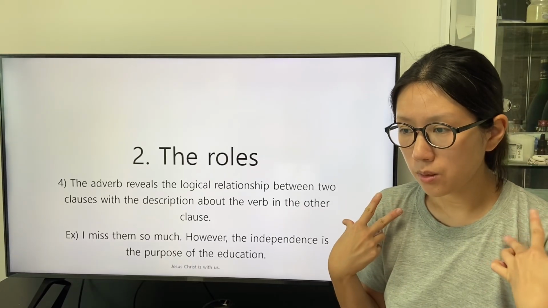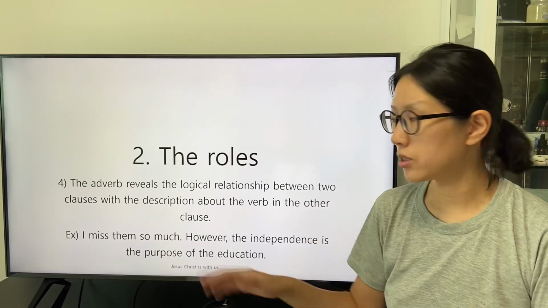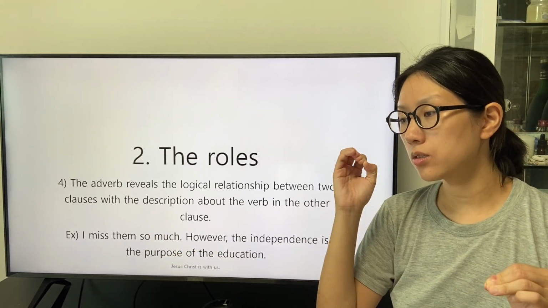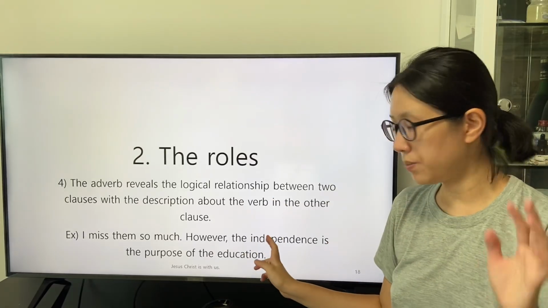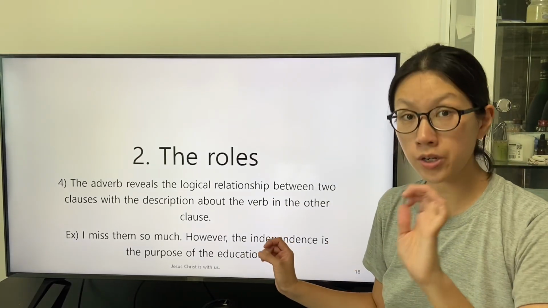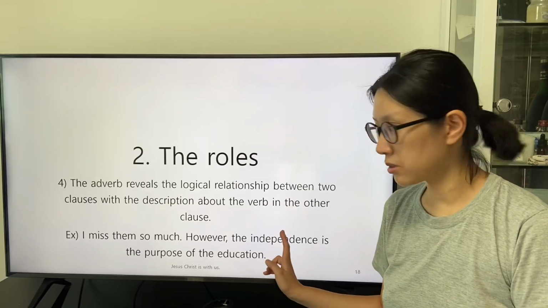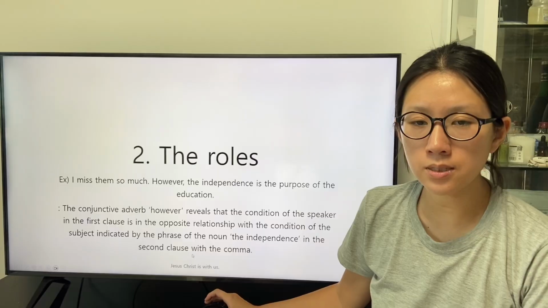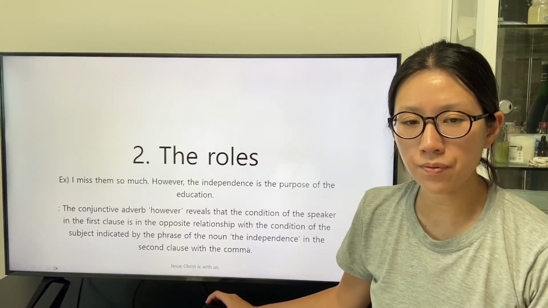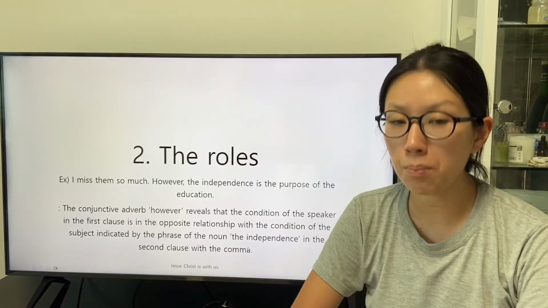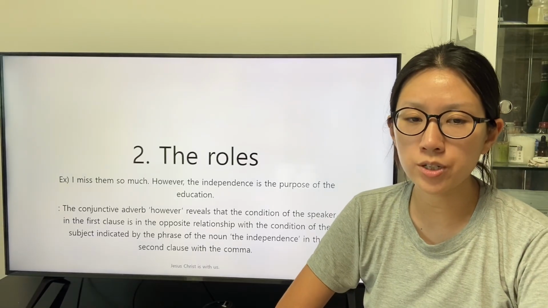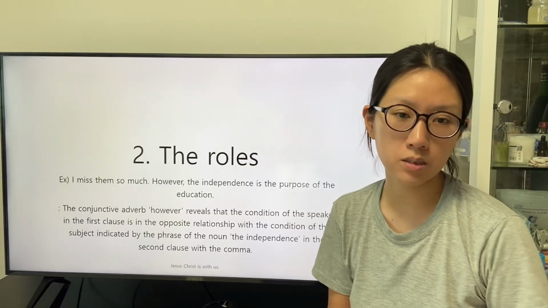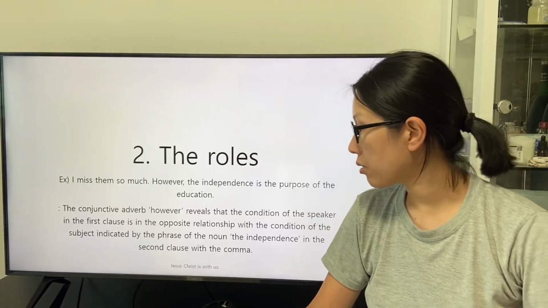After the period of the education is complete, the student may be able to practice the lesson from the teacher. The conjunctive adverb, however, reveals that the condition of the speaker in the first clause is in the opposite relationship with the condition of the subject indicated by the phrase of the noun, the independence, in the second clause with a comma.